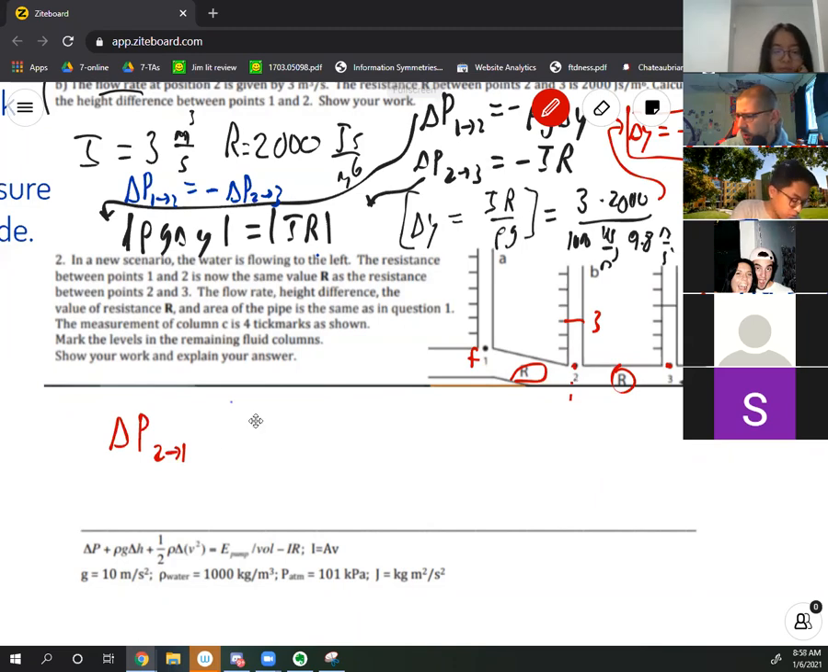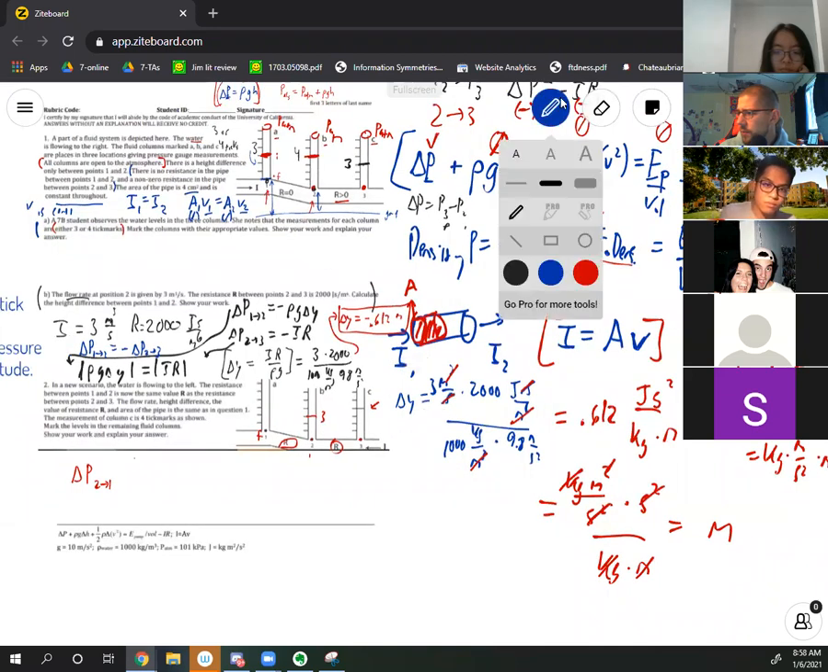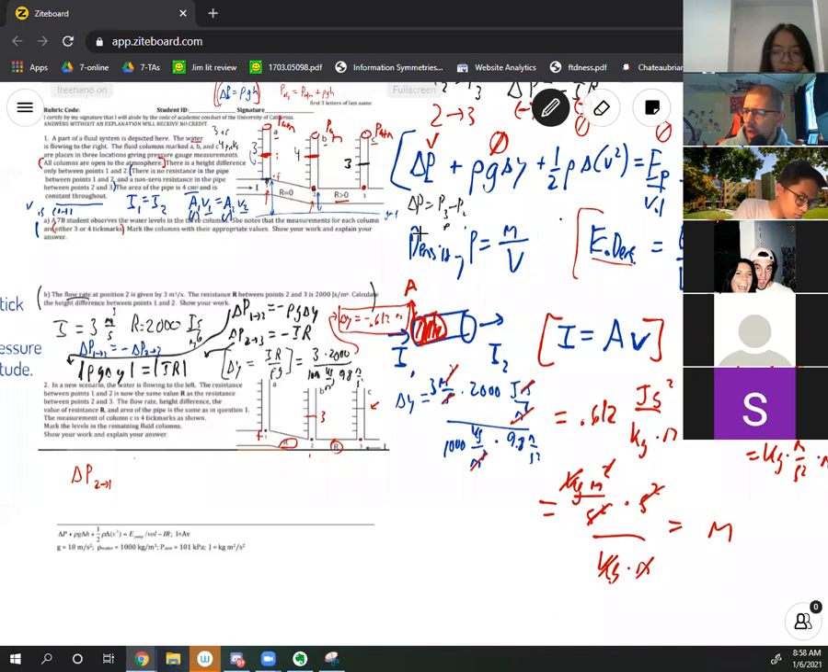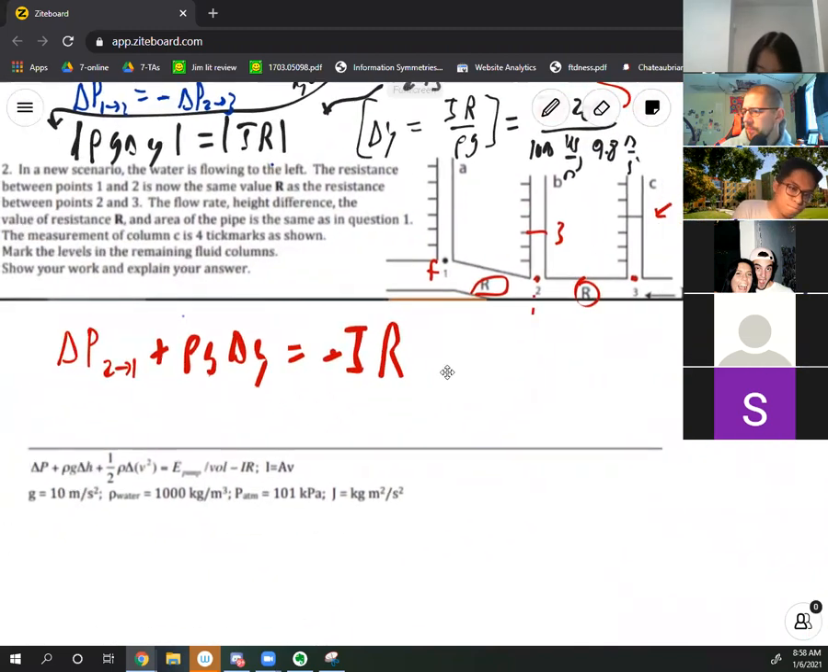Okay, so if I look at the Bernoulli equation between those 2 points, I do have a change in height. I do not have a change in speed because I don't have a change in the size of my tube, the cross-sectional area of my tube. I don't have a pump, so that'll be 0. And I do have resistance. So now my formula looks like delta P plus rho G delta Y equals negative IR.